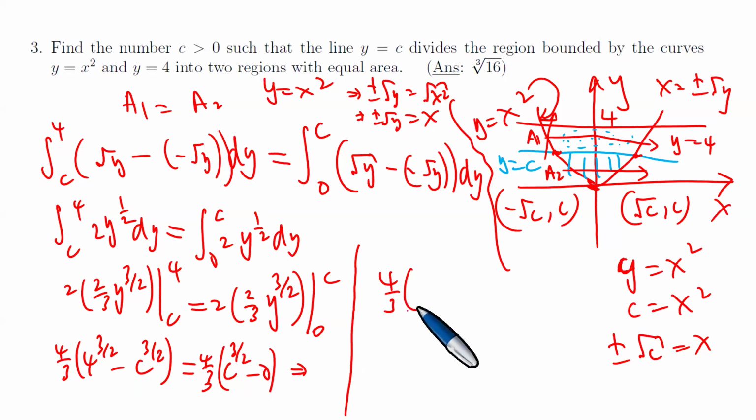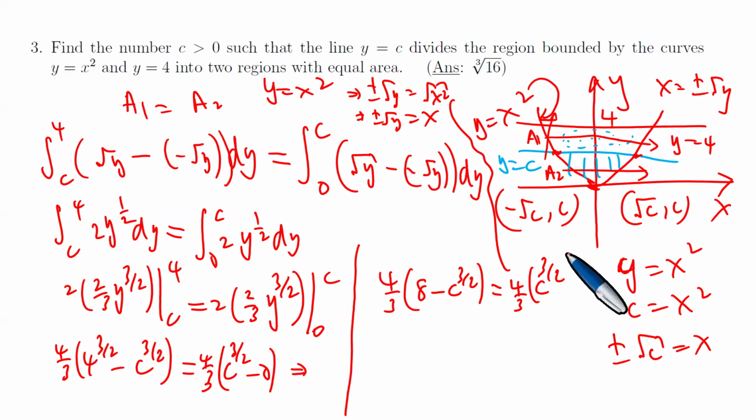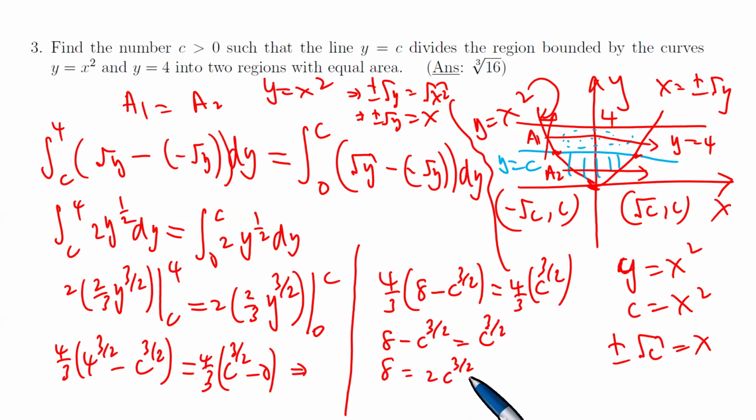We have 4 out of 3, then the 4 is 2 to the power 2. The 2 cancels, giving us 2 to the power 3. 2 to the power 3 is 8, minus c to the 3 out of 2 is equal to 4 out of 3 times c to the 3 out of 2. The 4 out of 3 cancels out, giving us 8 minus c to the 3 out of 2 equals c to the 3 out of 2. 8 is 2c to the 3 out of 2, you divide by 2, which means that c to the 3 out of 2 equals 4.